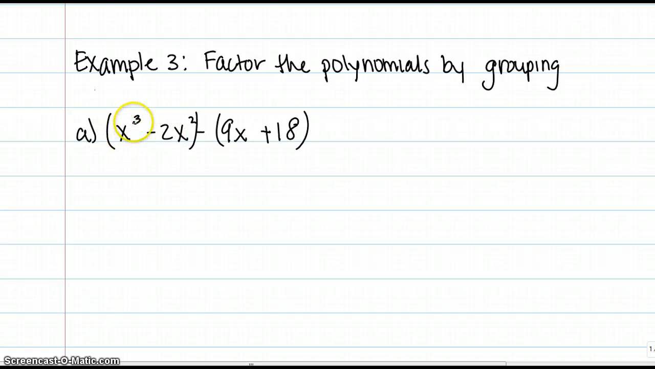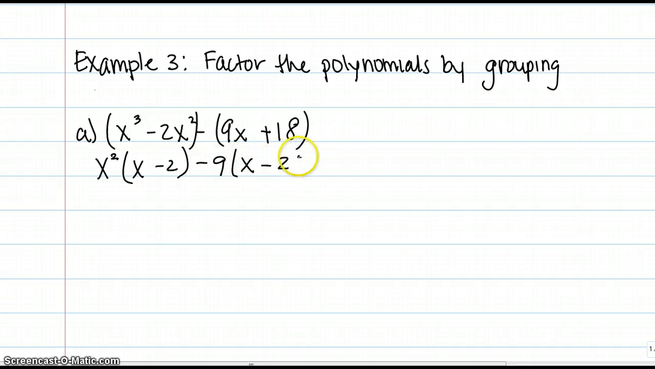So my first one, I have x cubed minus 2x squared. So my GCF here is x squared, and I'm left with x minus 2. So then I have negative 9x plus 18. Well, I can pull out a negative 9 here, and I end up with x minus 2. Because if I were to distribute this negative 9, I have negative 9x plus 18, which is exactly what they gave us in the original problem.